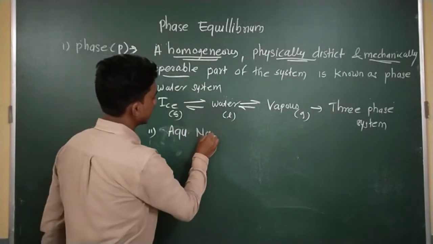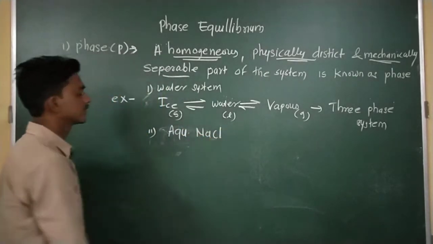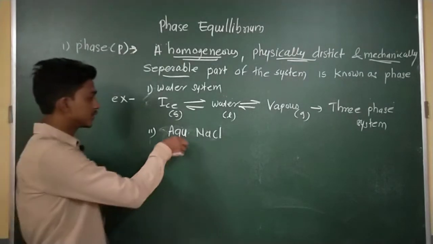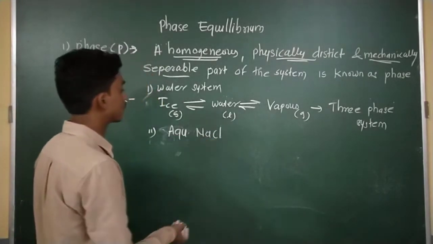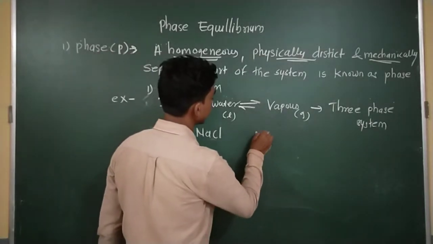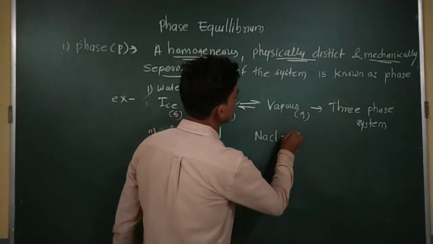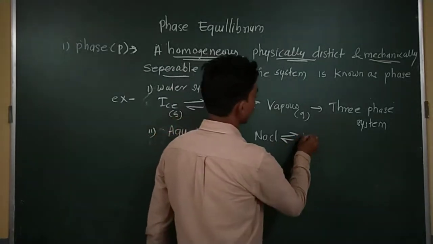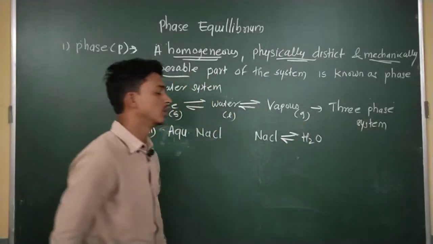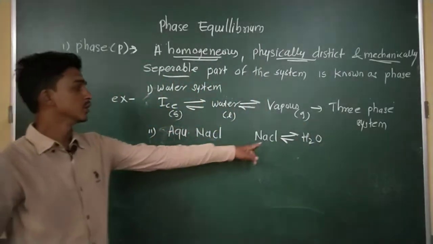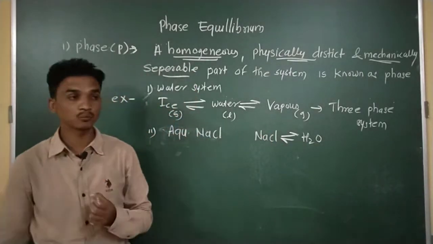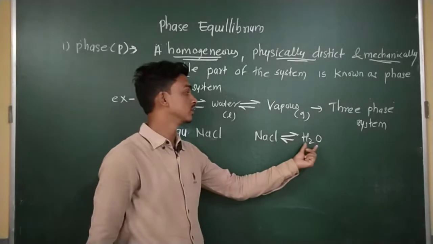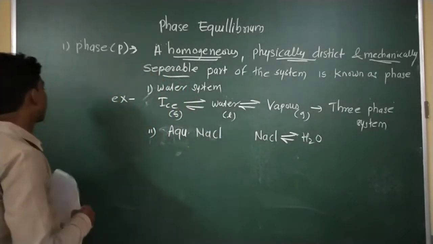Aqueous NaCl. Aqueous NaCl means what? NaCl, sodium chloride, is in water molecules. I am writing like that. NaCl is in equilibrium with water molecules. But as we know, this sodium chloride is completely mixed with water molecules.